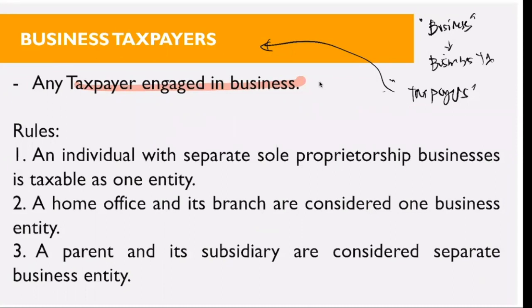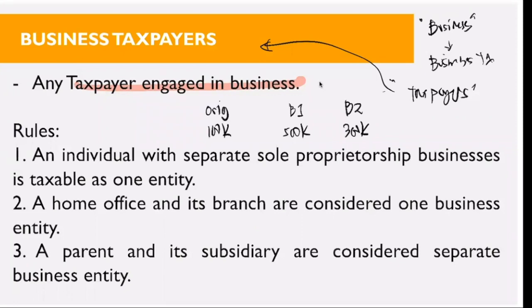So in a business taxpayer, we have the following rules so that you learn when to include that particular income or not, or that particular business receipts or sales. So the following are the rules. First, an individual with separate sole proprietorship businesses is taxable as one entity. So this is your original entity. Okay, so let's say you have 100,000 sales. And then we have here your business one and business two. So let's say 500,000 and 300,000 naman yan. So how much is the total sales or receipts?